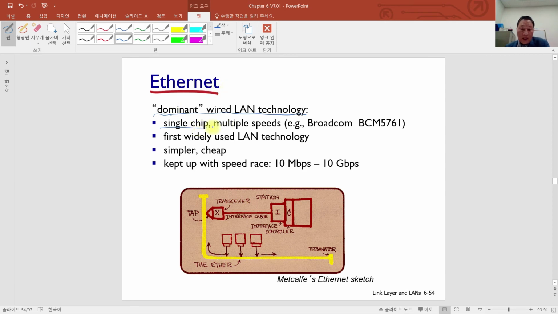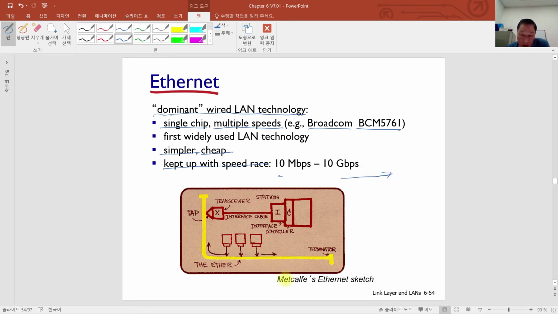This one is a single chip, multiple speeds. For example, a long time ago, Broadcom, that is an IC manufacturer, made that chip. It was the first widely used LAN technology. And this one is simpler, as we learned, and cheaper than others. It kept up with the speed race from the megabit range to the gigabit range. Still it is being evolved.